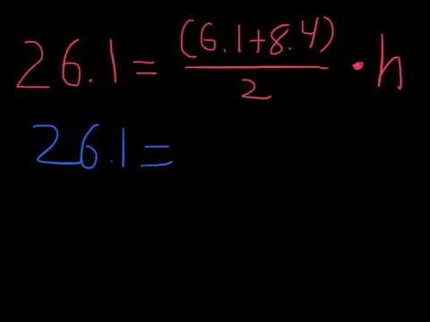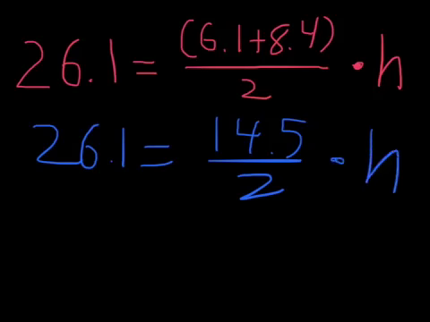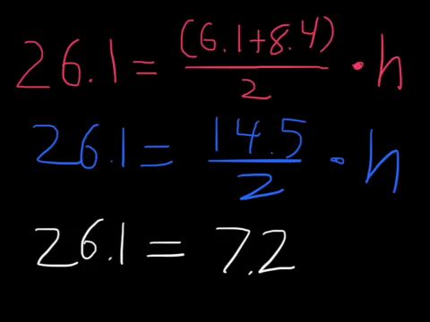So 26.1, there's nothing to be done on this side of my equation. But I can start doing work over here. 6.1 plus 8.4 is 14.5. So instead of having this addition problem up here, I'm going to just have 14.5 over 2 times the height. Now I can simplify even more. 26.1 equals, I can do 14.5 divided by 2, right? I can simplify this fraction, do the division, and the answer is 7.25 times the height.